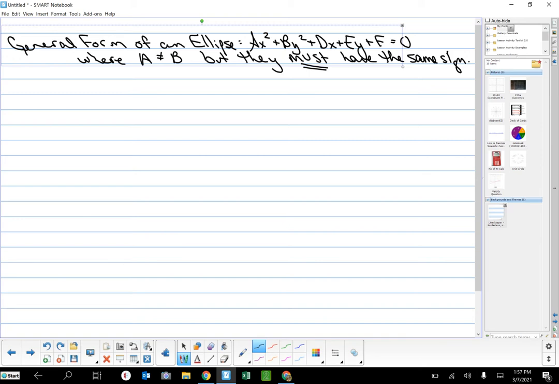Remember, when we did a circle, A had to equal B. And they were also the same sign. I didn't mention that, but they do have to be the same sign in a circle as well. This is an H. It does not look like one.